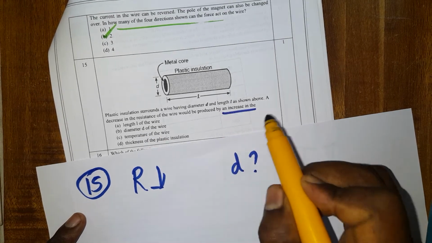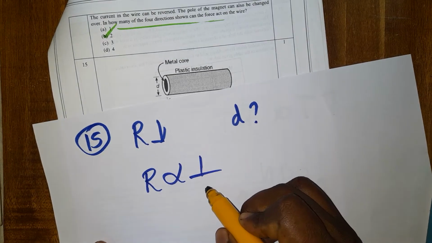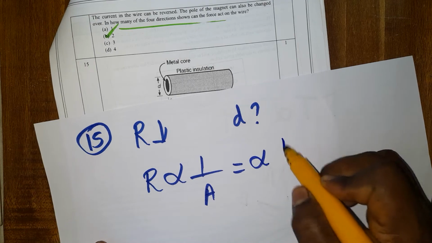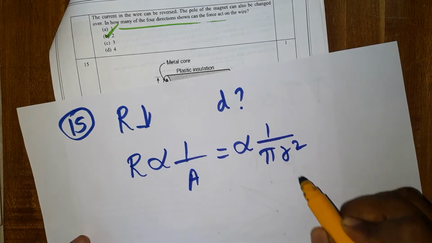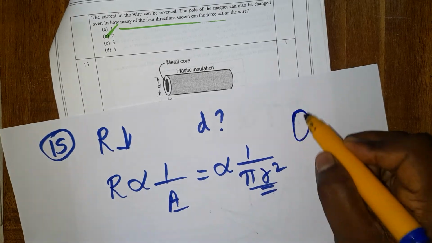By increasing the diameter, because resistance is inversely proportional to the area, that is inversely proportional to pi r square. For circular area, we call the area pi r square.